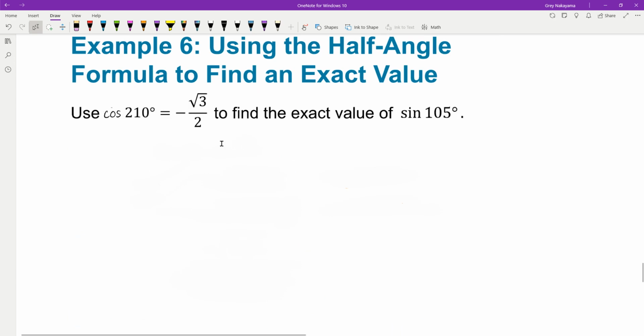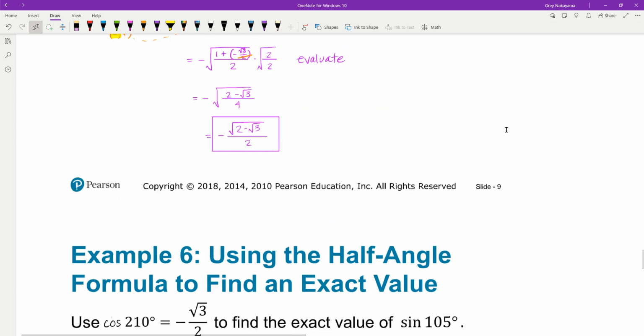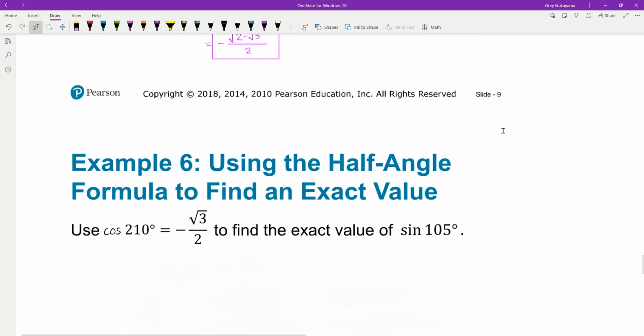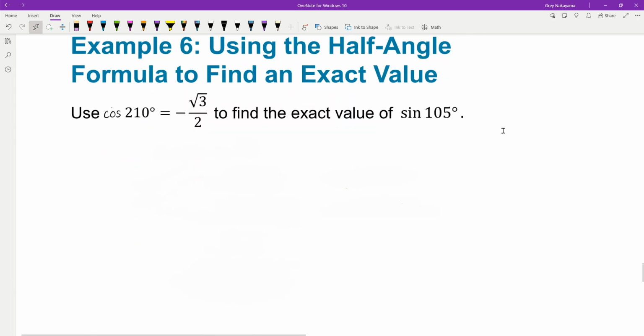This time, use the cosine of 210 to find the exact value of the sine. So last time we found the cosine of 105. This time we're going to find the sine of 105. So we're going to do the same thing. Sine of 105 is the sine of 210 over 2. That's the sine half angle formula. So I'm going to apply that formula. And when I apply it, plus or minus, 1 minus, it's always cosine underneath here. And it's always that top angle.